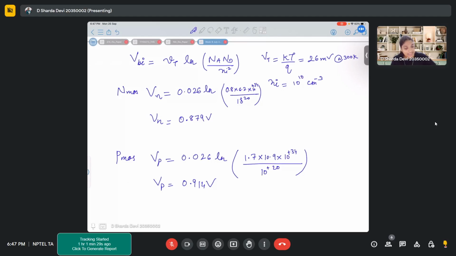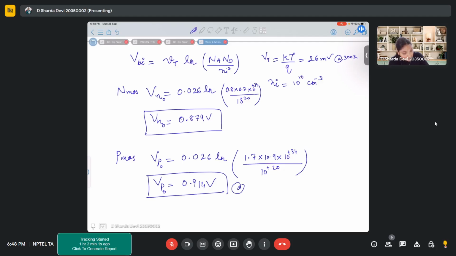So these are the voltages that we are getting for these junctions, considering that there is no bias. So this is zero bias: the built-in voltage, or built-in potential, with zero bias, ideally because of the PN junction that is formed. So the built-in voltages for NMOS and PMOS at 0 VDS are this much.